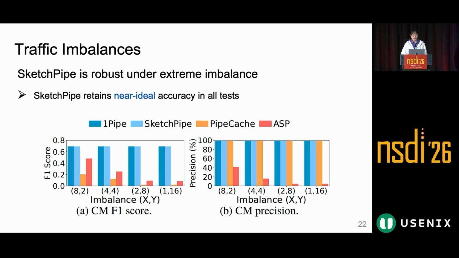Next, we stress test SketchPipe under extreme traffic imbalance. Array split placement suffers significantly because some slices receive much higher workloads than others. In contrast, SketchPipe remains robust and retains near ideal accuracy in all tests. This confirms our main motivation. Once sketch arrays are split across imbalanced pipelines, accuracy can degrade sharply. By keeping each array splitless and transferring keys asynchronously, SketchPipe avoids this problem.